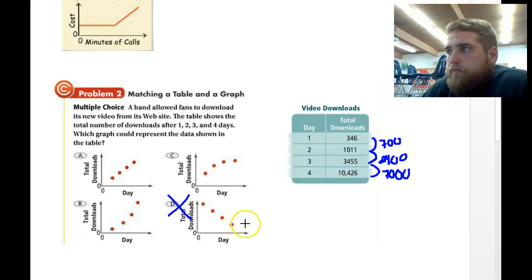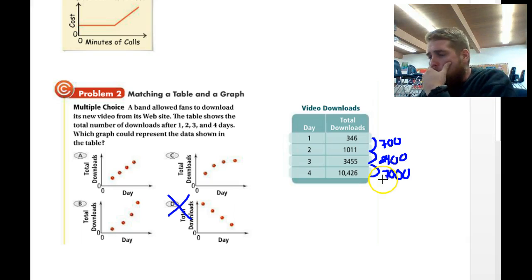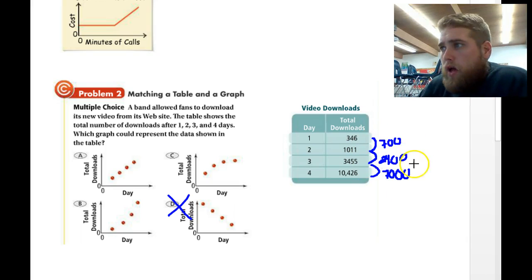First of all, we're going up, so we can get D out of there right away because D's going down. If you look, we grow kind of fast here, then all of a sudden we're growing super fast here. So A is a straight line. Well, is our people going in a straight line? No, we're not growing in a straight line because we're adding exponentially.